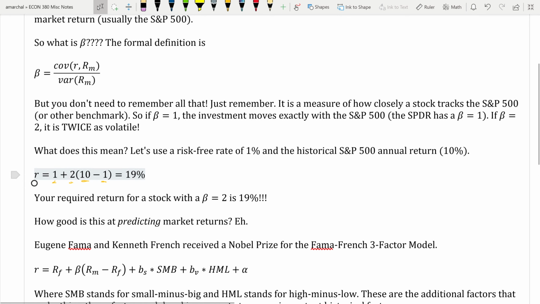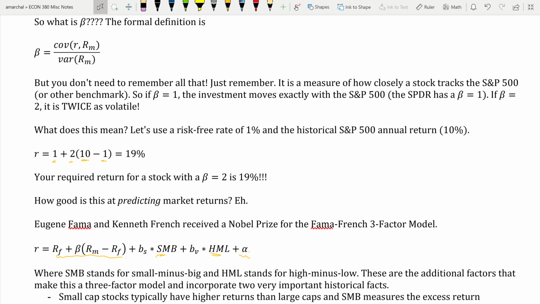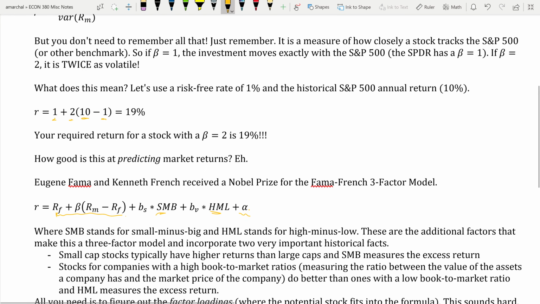So Eugene Fama and Kenneth French received the Nobel Prize for the Fama-French three-factor model that they developed in 1972. And all that they did is they took the CAPM model, which you can still see is in their formula, and then they just added two additional what we call factors, as well as they introduced a constant that changes the slope. So we're saying that there's going to be some sort of guaranteed return beyond the risk-free rate. And so, what does SMB and HML stand for? Well, SMB stands for small minus big, and HML stands for high minus low.